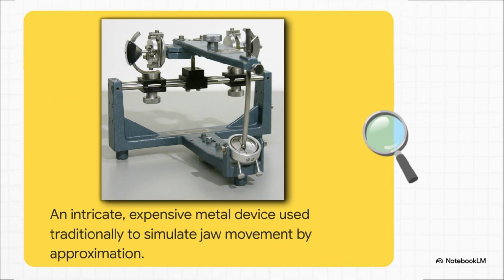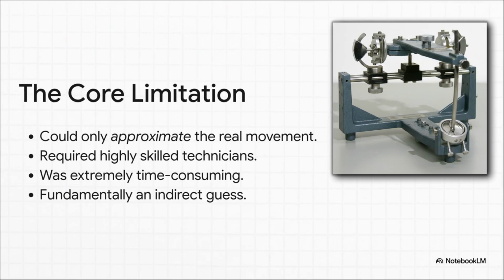For decades, the best answer anyone had was this thing, the mechanical articulator. And you got to admit, it's a beautiful piece of engineering. Super intricate, very expensive, all metal, but it also required a ton of time and a really, really skilled technician to even get it close. But here's the catch, the big limitation. For all its complexity, a mechanical articulator could only ever approximate the real movement. See, it was fundamentally an indirect guess. It was never, ever a perfect one-to-one copy of what was actually happening in the patient's mouth.